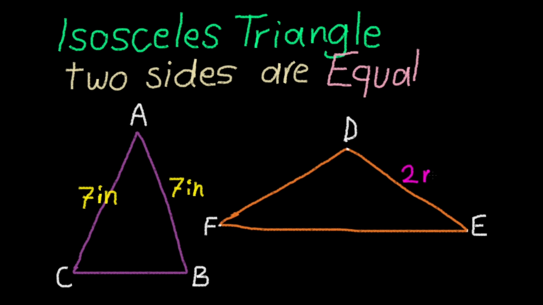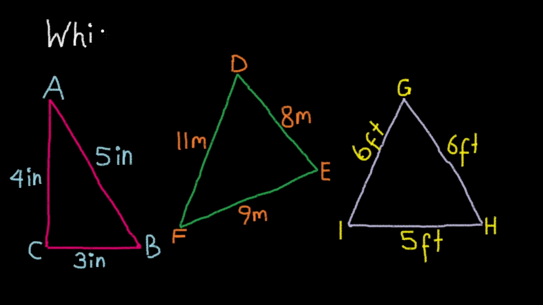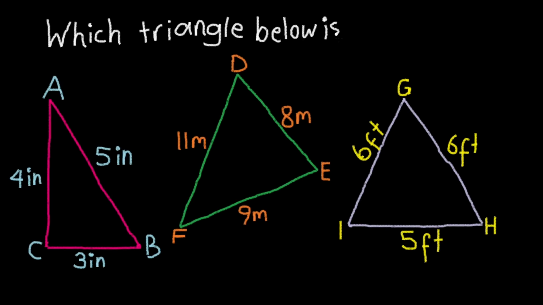The sides DE and FD of the triangle DEF measure 2 meters, so their lengths are identical, which makes DEF an isosceles triangle. Now let's try and identify the isosceles triangle among these 3 triangles. Can you do it yourself? Go on and pause the video to try. Or we can do it together.